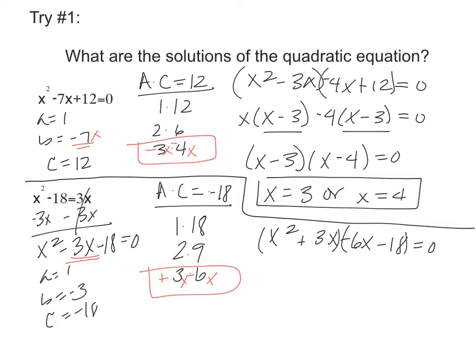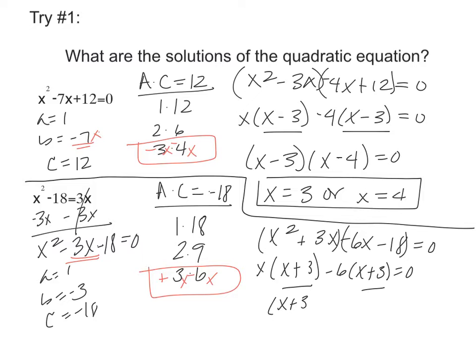Group the first two, and the next two. The greatest common factor of the first set is x. What's left over is x plus 3. The greatest common factor of negative 6x minus 18 is negative 6. And again, I'm still left with x plus 3. My two parentheses are the same, so I've done it correctly.